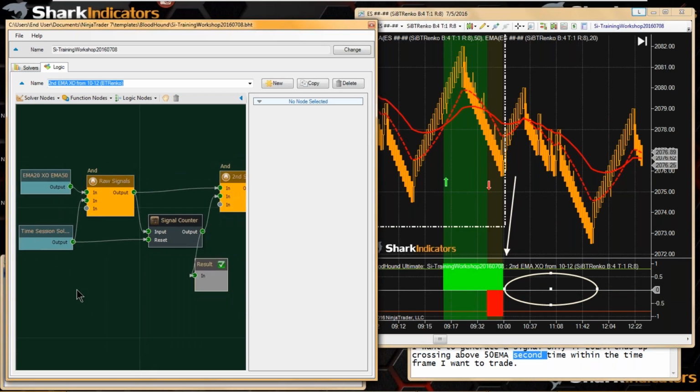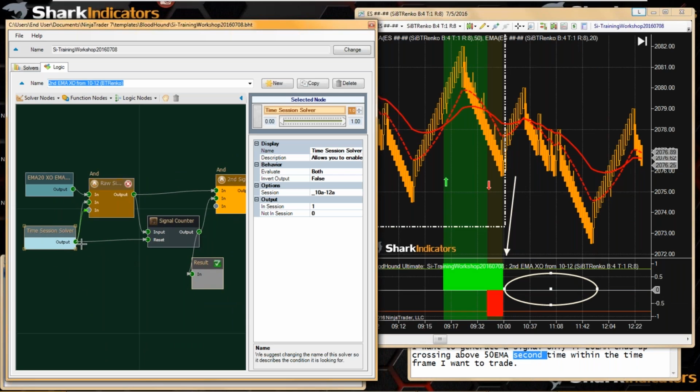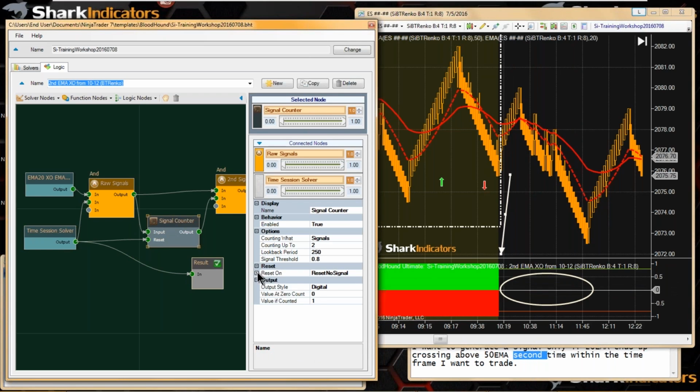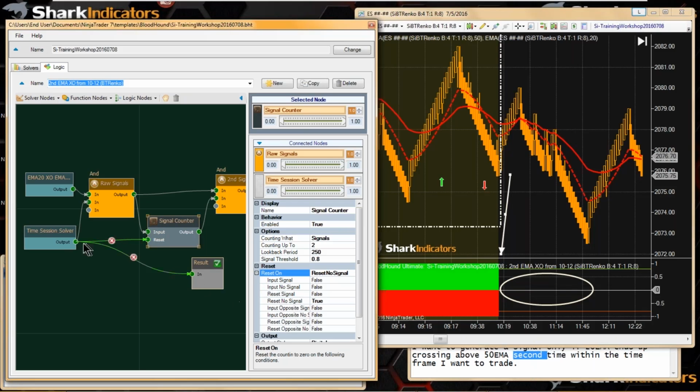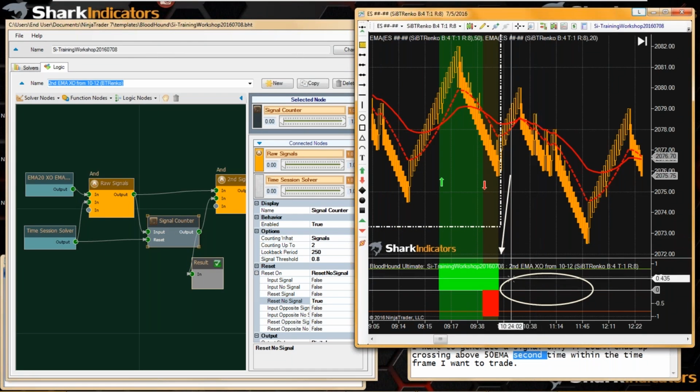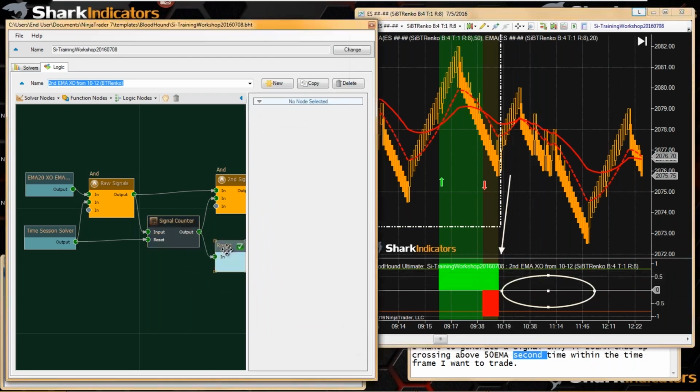So if we take a look at our time solver again, I'm going to connect that to the result. And remember, right there where the little arrow is, our time solver turns off, right? And there's no signal coming from the time solver anymore. And so that no signal, so we have no signal going into the reset. And so this reset, no signal, we turn that on, and that is what turned our signal counter off.